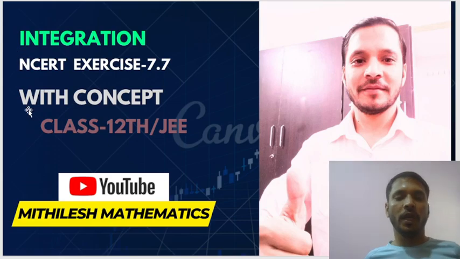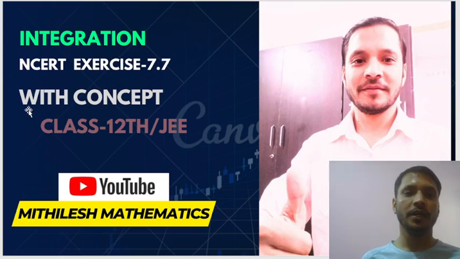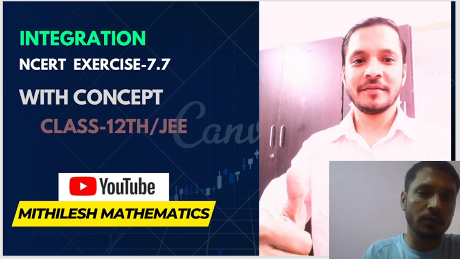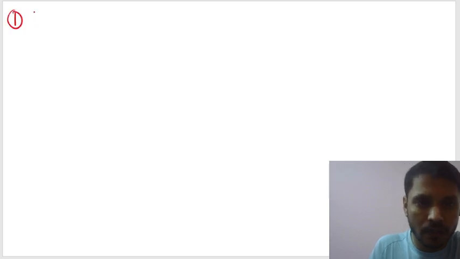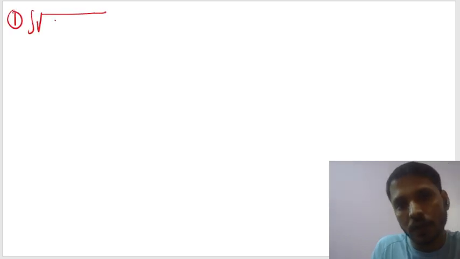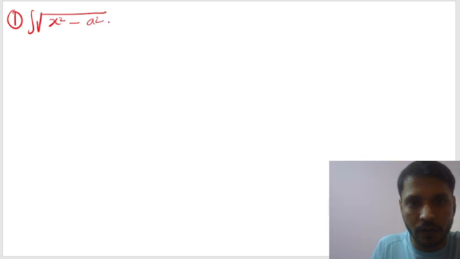Hello everyone. So today we are going to start the integration NCERT exercise 7.7 with their concept. First we will derive all the formulas and then we will apply them in the exercise. So the very first formula that we have to apply here is the integral of under root of x square minus a square dx.